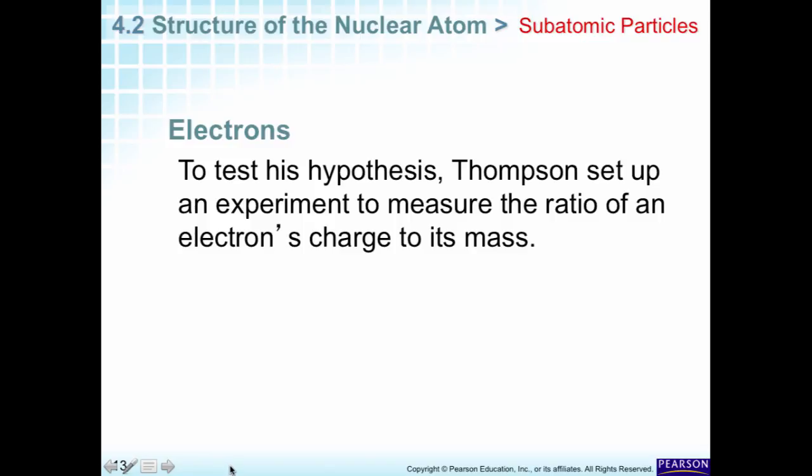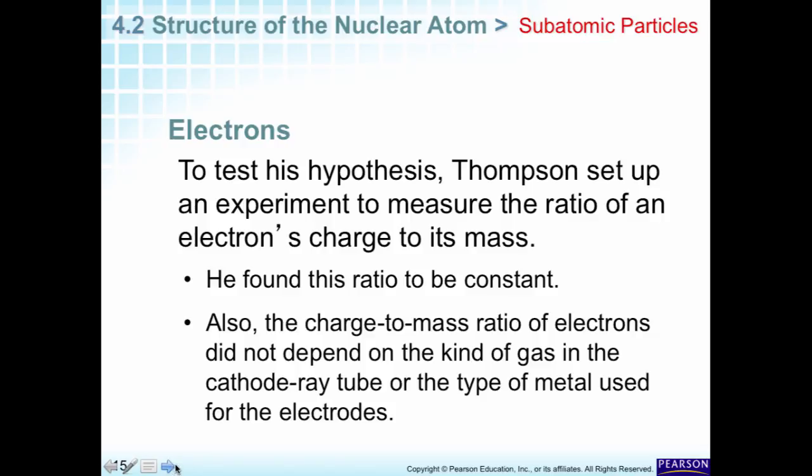So now he wanted to test this hypothesis. So he wanted to measure the ratio of the charge and mass of this so-called electron. And he found that this ratio is constant. He also found that the charge to mass ratio of electrons do not depend on the kind of gas or the type of metal used for the electrodes.